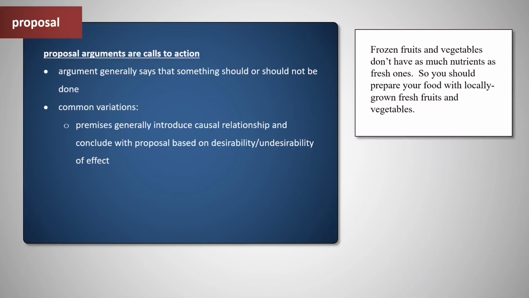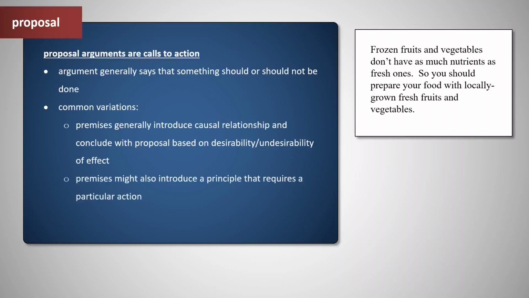Freezing fruits causes them to have less nutrients than if they were not frozen. And that is an undesirable effect. You don't want to eat fruits and vegetables that don't have as much nutrients as fresh ones. So the proposal is to avoid that by preparing your food with locally grown fresh fruits and vegetables. So that's the way it works. The relationship, freezing causes less nutrients. Proposal, don't use frozen food, or in this case use locally grown fresh fruits and vegetables.